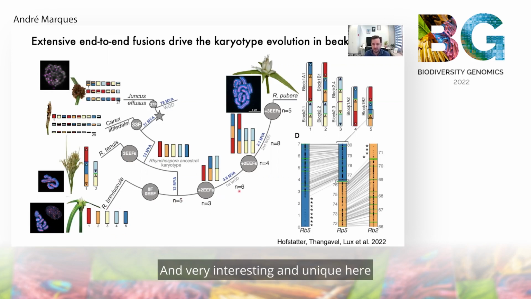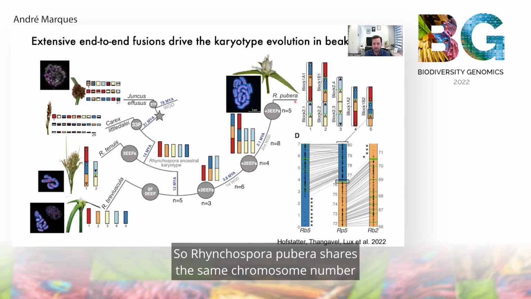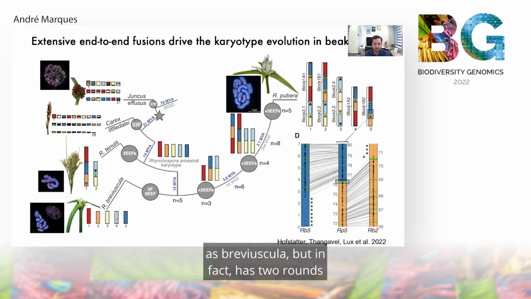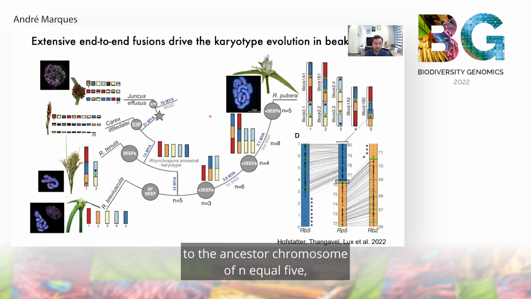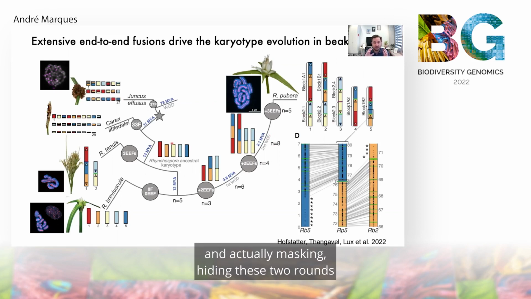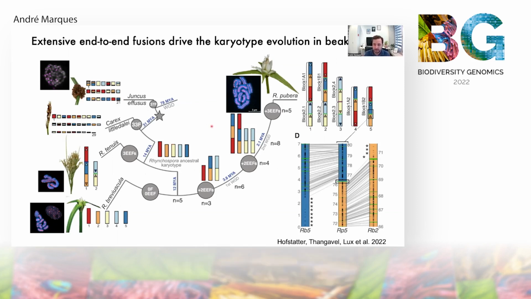Very interesting and unique here is the case of Rhynchospora pubera. Rhynchospora pubera shares the same chromosome number as breviuscula, but in fact has 2 rounds of whole genome duplication followed by several cycles of chromosome fusions, which reduced the chromosome number back to the ancestral n equals 5. These fusions were masking, hiding the 2 rounds of whole genome duplication that we could not suspect until we sequenced this genome at chromosome level. That was very interesting.